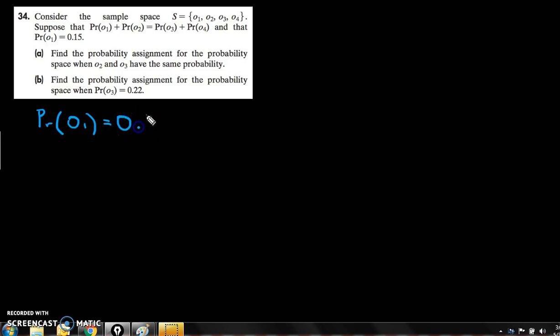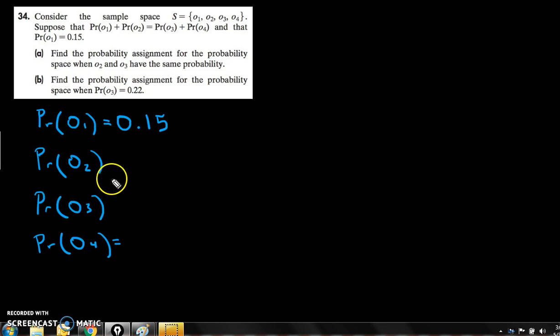So we already know this one is 0.15. We want to know what's the probability of the rest of them. Okay, so one thing, whenever they tell you something concrete, like a number, you can plug that in. So instead of probability of outcome 1, I can just put 0.15 in that equation. I know that that's the same. I'm going to use P for probability instead of PR, just because it's faster to write.